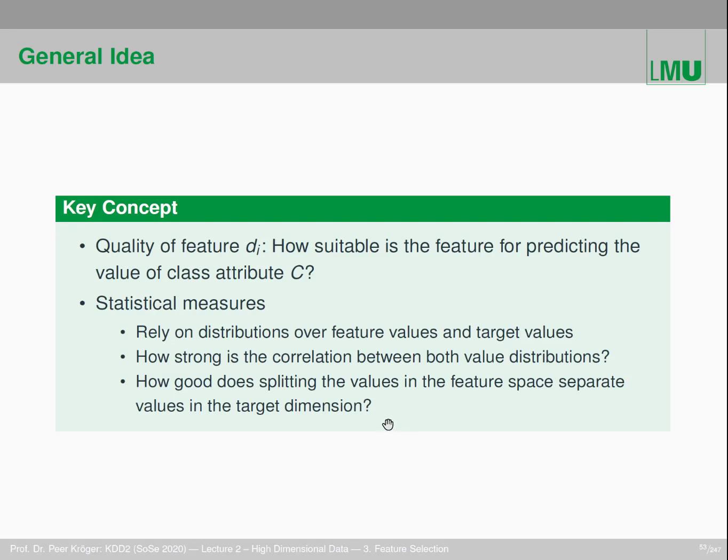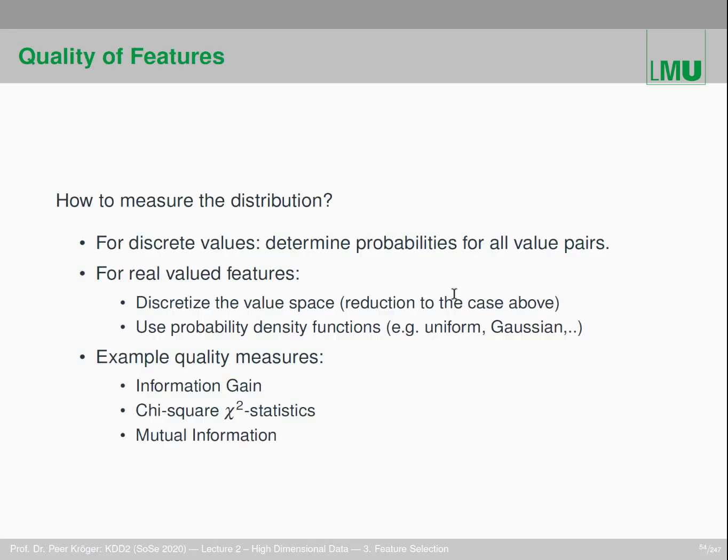Yeah? And sometimes also how good the splitting of the values in the corresponding feature separates the values in the target dimensions. That is actually the same question as the correlation here, and that somehow reminds you probably of all those measures we had for splitting a node in the decision trees, and that's why actually those methods can be used here again.